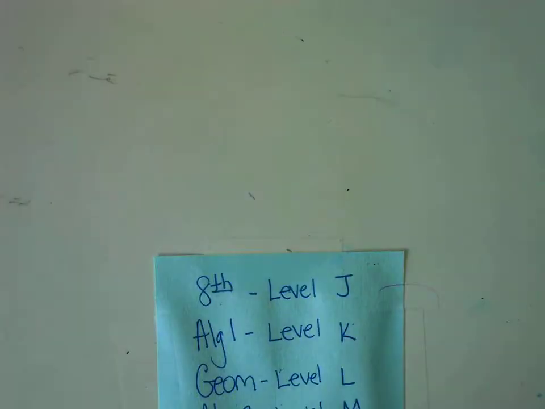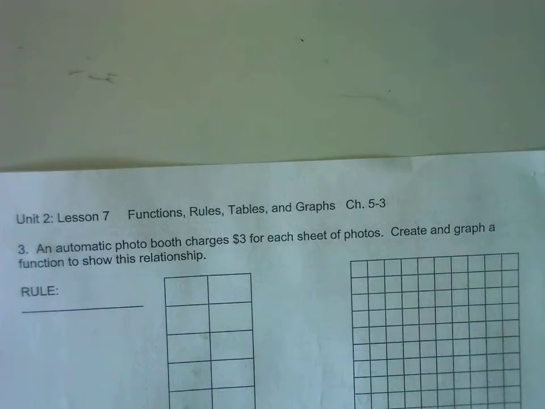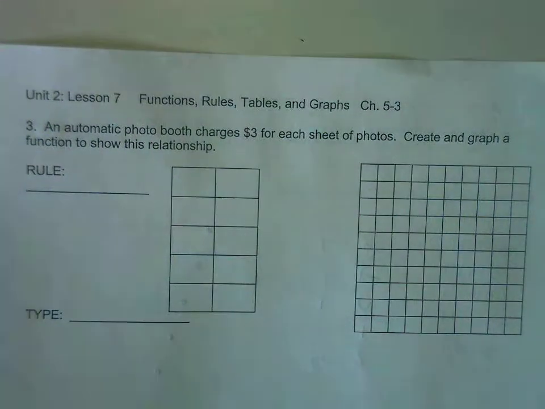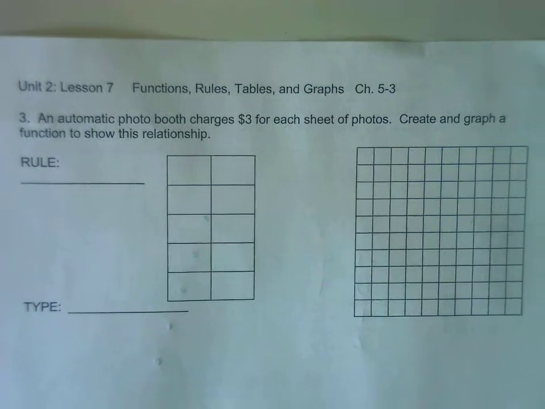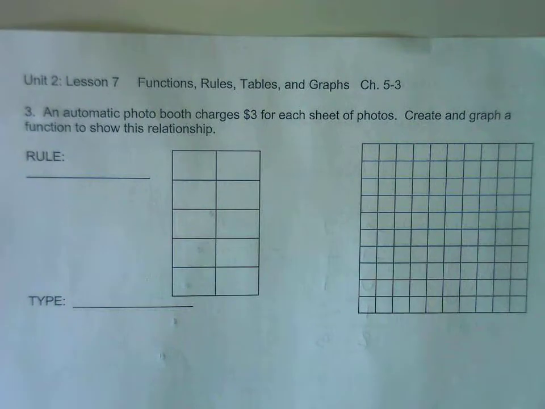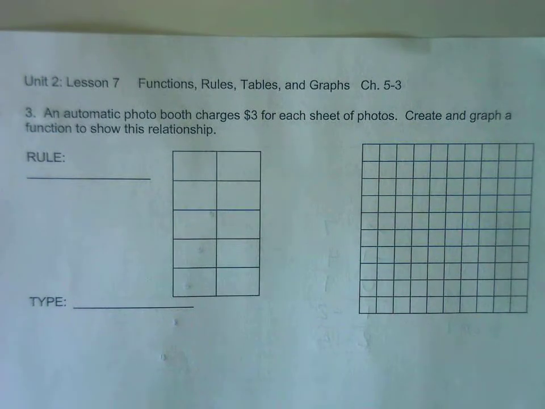So example 3, we have an automatic photo booth that charges $3 for each set of photos. We want to create and graph a function to show this relationship. So let's first talk about the type. If I'm talking about sheets of photos, I'm counting how many sheets of photos I have. So this is going to be discrete.